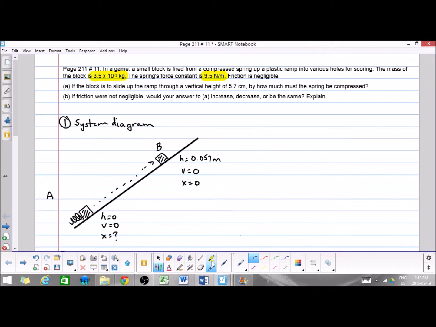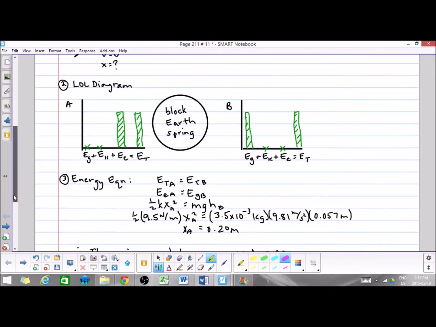To recap then, the only difference between this and other questions that you've done is that you now have an additional type of energy, which is your elastic potential energy. The system diagram is the starting point. Draw your positions clearly and label your givens. LOL diagrams now have an additional bar for elastic potential energy. You still just put all the relevant forms of energy into the energy equation, substitute what was given, and then solve for your unknown.